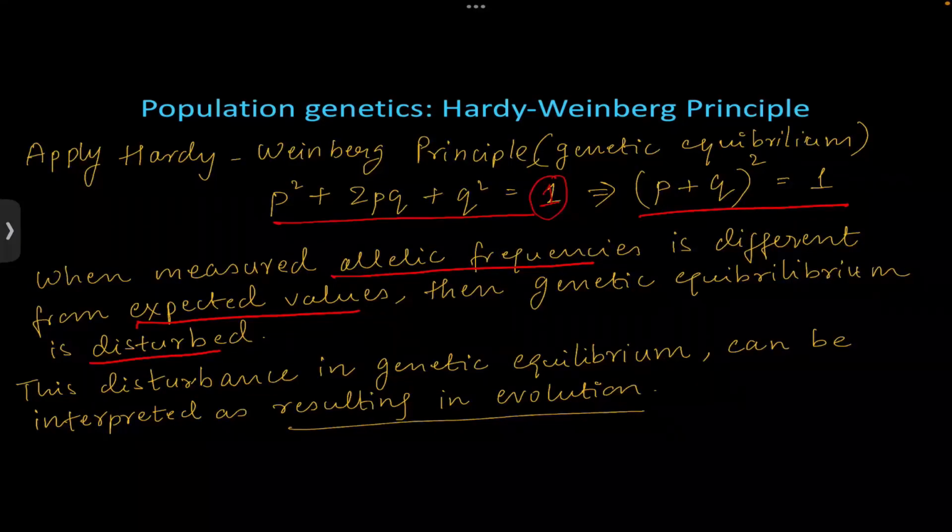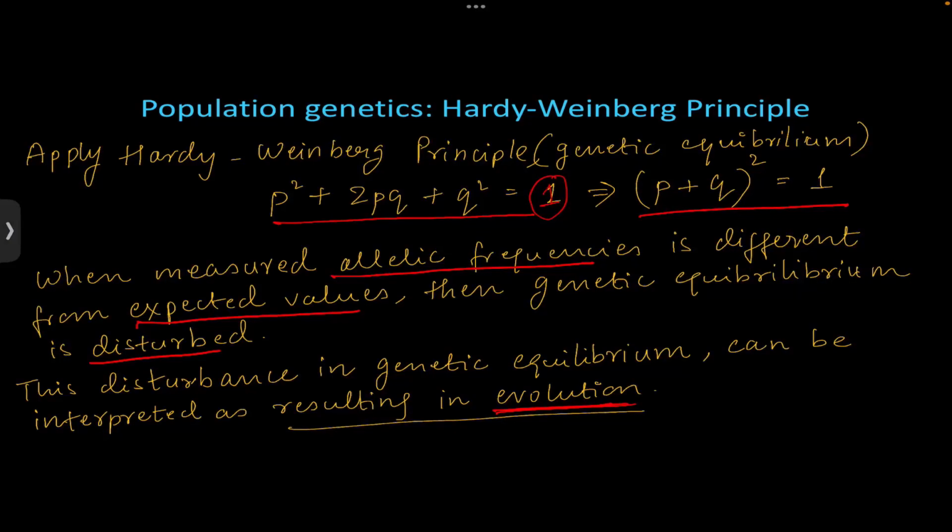So when this disturbance occurs, people interpret this as an evolutionary process being in place, when some kind of evolutionary change is going to happen, or is in its initial stages, or has progressed a lot. So basically, this is an indication of evolution when genetic equilibrium has been disturbed in a given population.